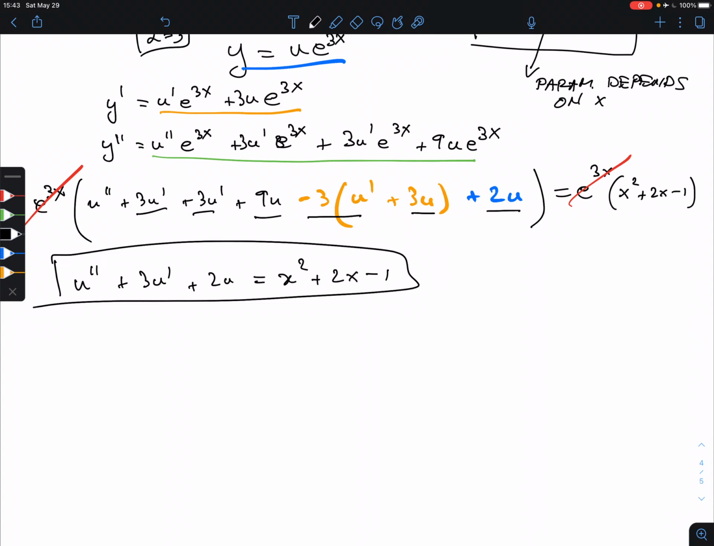Okay, here we go. So now we use the proposal. Remember, what is it that we have to propose? It's going to be u now, a polynomial of the same degree as the forcing function, but with unknown, undetermined coefficients.